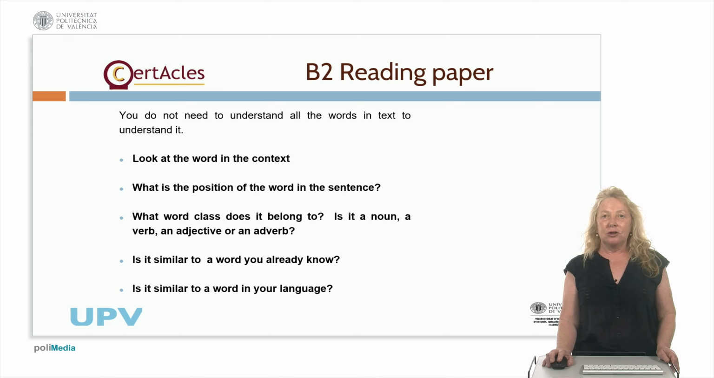Another strategy you can use is thinking about similar words you already know in English. If you know the noun garden and you see it used as a verb in verb position, then you can guess what it means. Finally, the word might be similar to a word in your language. The meaning might not be the same, but you never know, you might be lucky.